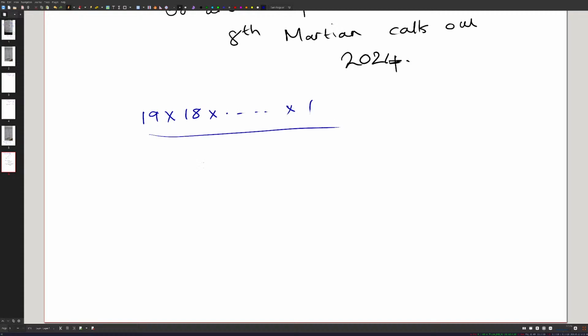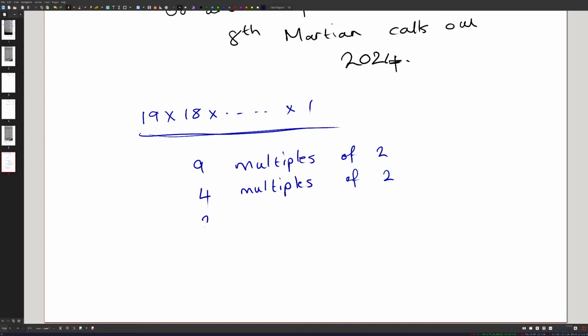In this list, there are 9 multiples of 2, and each of them gives us one factor of 2 in the prime factorization of this number. There's also 4 multiples of 4. For each of those, we've only counted it as a multiple of 2, so we've said it contributes one 2 to the overall product, but actually it contributes at least two 2s. So for each of these, we have to add in an additional 2. And then there's 2 multiples of 8 and 1 multiple of 16.